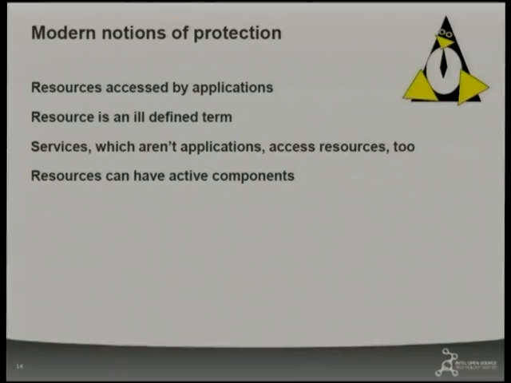All right, so modern notions of protection are very different, but a lot simpler. And they're saying that what you have is resources accessed by applications. So now I've got an application. It's this entity here. It does something, and it's got to go out and access resources. Now I have to find a list of my resources, and all I'm going to say is, can this program, this application, access that resource? That's pretty simple. How much simpler can it be?